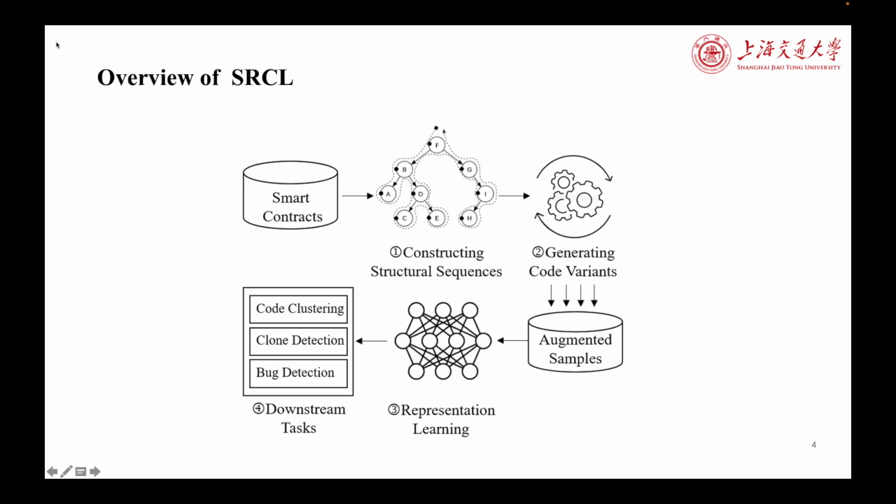To this end, we propose SRCL for learning smart contract representations. The pipeline involves three phases, namely constructing structural sequences, generating code variants, and representation learning, addressing the aforementioned three challenges respectively. The generated code vectors are then used to assist downstream tasks for smart contracts. Next, I will go through these three phases in detail.